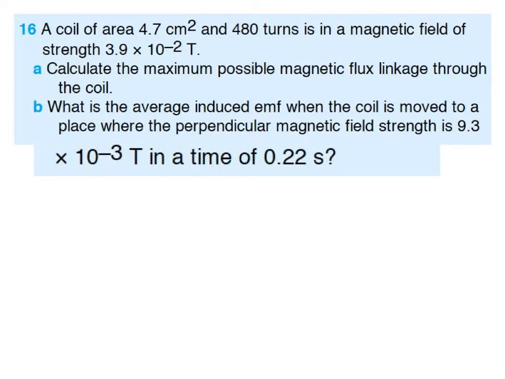Okay, so these are some very simple questions to try. A coil of area 4.7 centimeters squared and 480 turns is in a magnetic field strength of 3.9 times 10 to the minus 2 Tesla. What is the flux? Okay, so that should be very straightforward. You're just working out phi. Okay, and then part B, what is the average induced EMF when the coil is moved to a place where the perpendicular magnetic strength is 9.3 times 10 to the minus 3 in a time of 0.22? Okay, so what we have there is a change in this time in field strength.